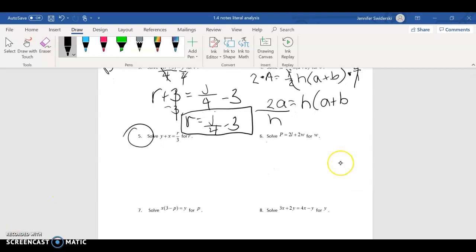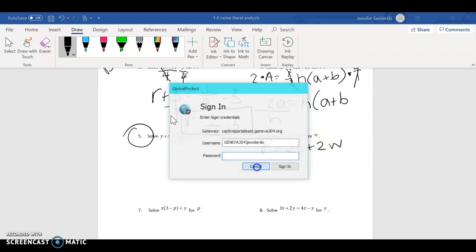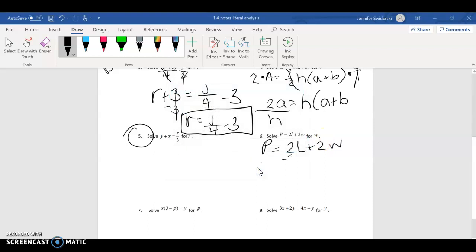Number 6 says P is equal to 2L plus 2W, and they want me to solve for W. What I'm going to do first is subtract my 2L from both sides. When I do that, those cancel. I have P minus 2L equals 2W. What do I need to do to solve for W? I need to divide everything by 2.